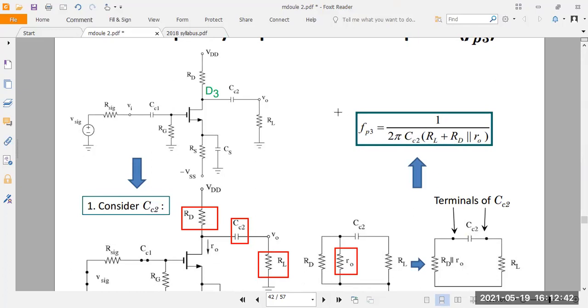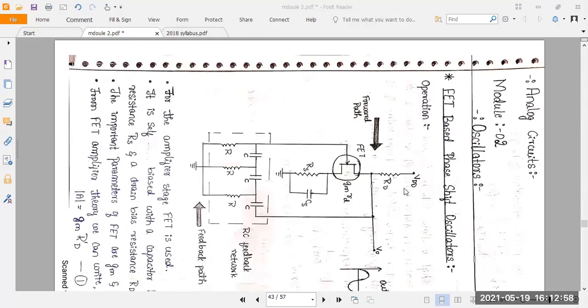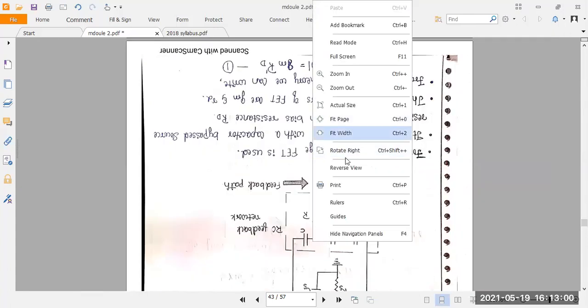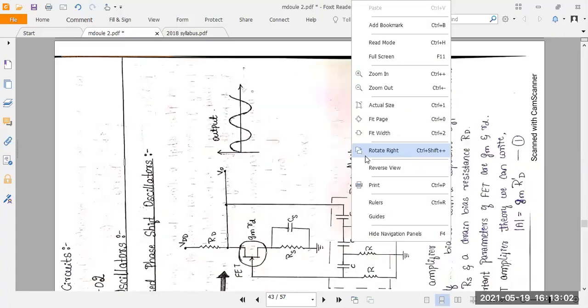So what you got here is the frequency equation for the third pole: 1 divided by 2 pi CC2 times (RL plus RD in parallel with R0). Understood? So this is the final equation for the third pole. Next, you take the last part in the second module.